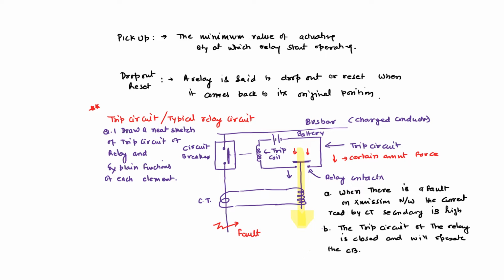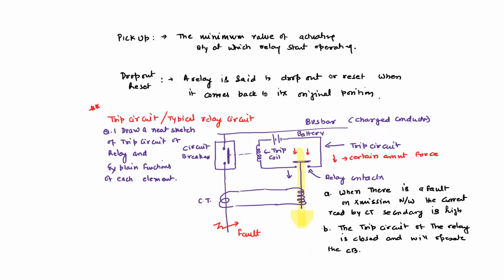Now the dropout or reset is when a relay drops out or resets, that is, it comes back to its original position. When there is a fault, the relay contacts are closed due to high current, and then they come back to the original position because the value of the current is reduced. In the university examination you will find this question: draw a neat sketch of the circuit breaker, trip circuit and relay circuit and explain the function of each.